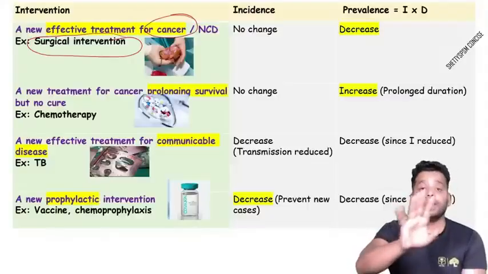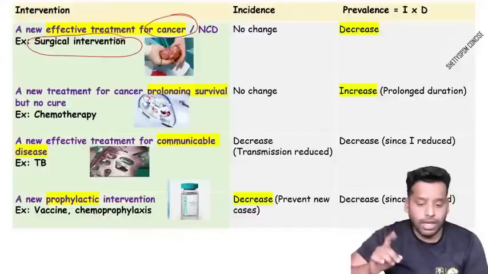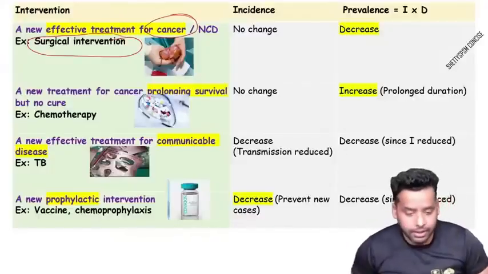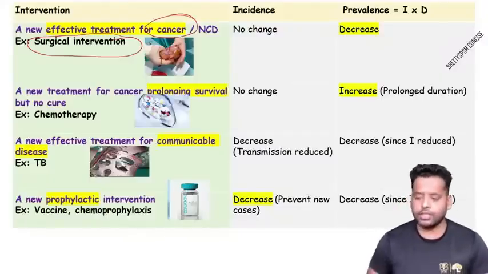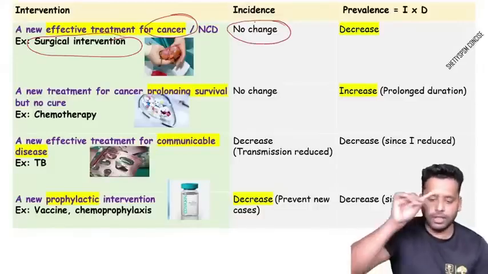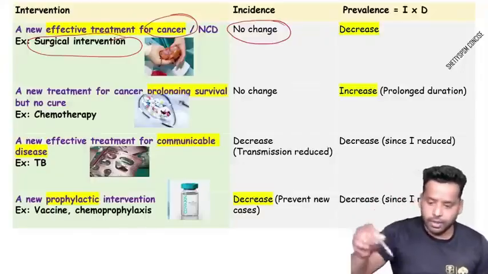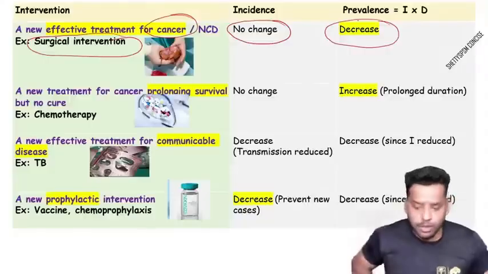What will happen to incidence? Listen to the words properly. Cure for cancer, what will happen to incidence? You are not doing anything for incidence. Incidence no change, because you are not preventing anything. Prevalence will decrease because existing cases will come down. Tell me yes or no.